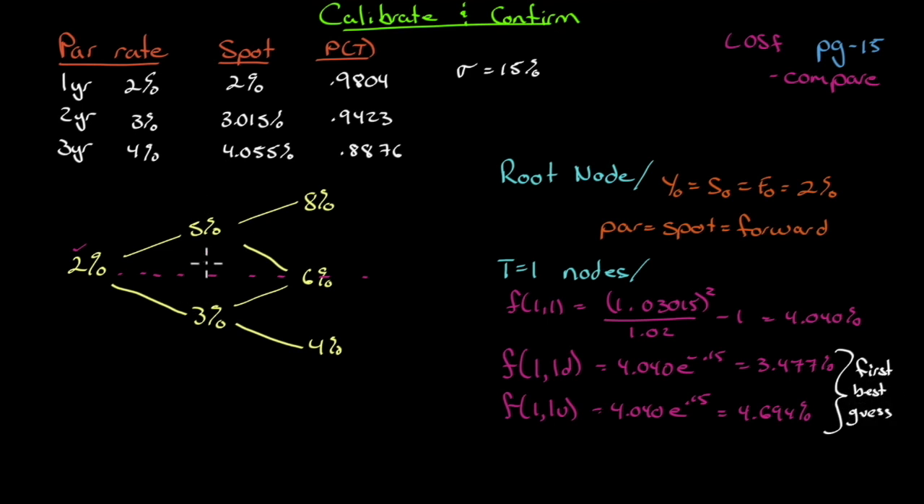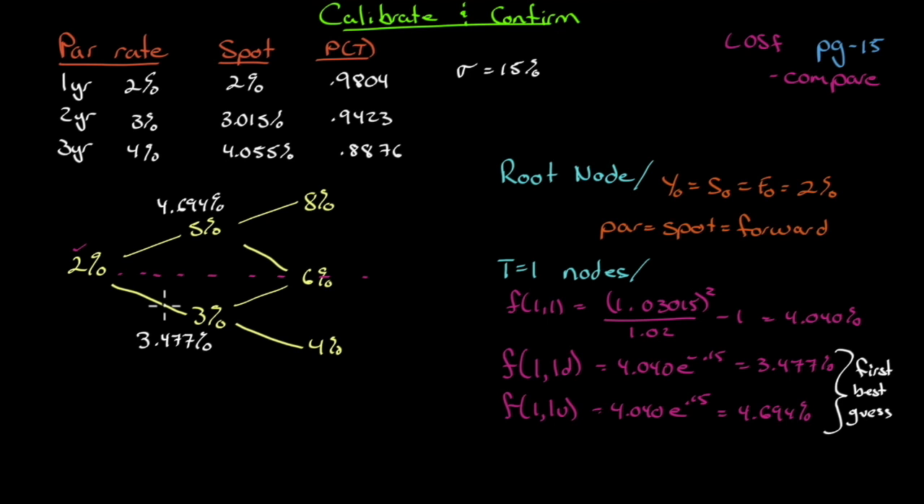Better than 3 and 5. If this is 4, right? 4.04 better than 3 and 5. So this will be 3.477 to start with. This will be 4.694 to begin. How do I calibrate this?